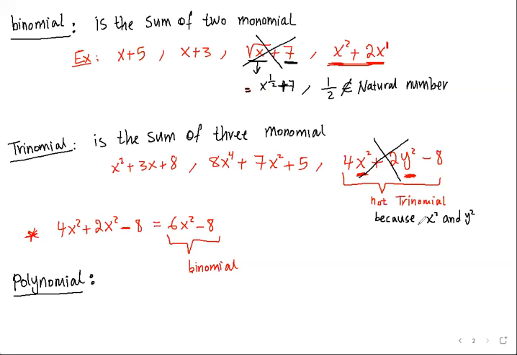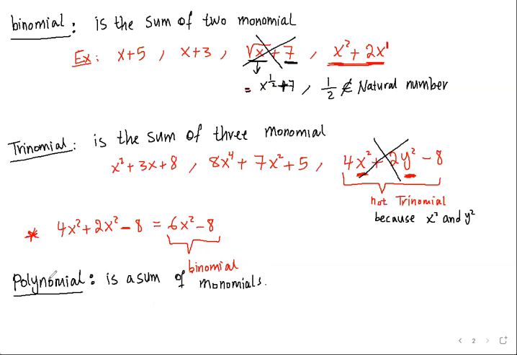It's supposed to be one variable: x squared plus 2x minus 8, or y squared plus 2y minus 8. So a polynomial is a sum of monomials.